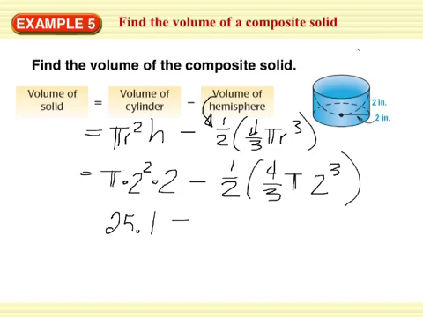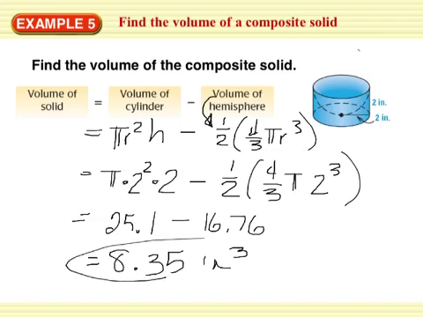4/3 times pi times 2 cubed. Half of that. Got 16.76 there. I got an answer of 8.35 inches cubed. Okay, the book got 8.38, but here's a little reminder: if you rounded at a different point than someone else does, you're going to get slightly different answers.